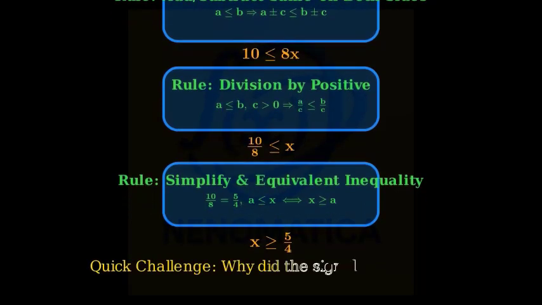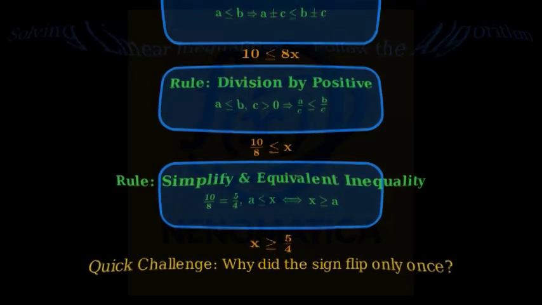Quick challenge. Can you explain why the inequality flips only in the first problem but not in the second? Pause and think. Then check that in the first case we divided by a negative number, while in the second we divided by a positive number.